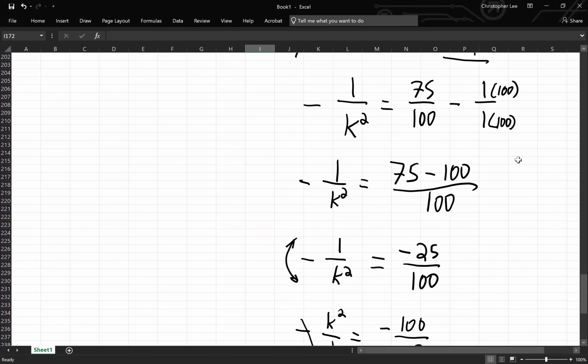So you just find the LCD. So that's the 100, the 100 and 100. And then what you do to the bottom, you do to the top. And after that, 75 minus 100 over 100. That gives you the negative 25 over 100. And then flip it, to put the K squared on top to make life easier. Whatever you do to one side of the equation, you gotta do to the other side of the equation. So if you're flipping it on one, you flip it on the other, and it's the same thing.